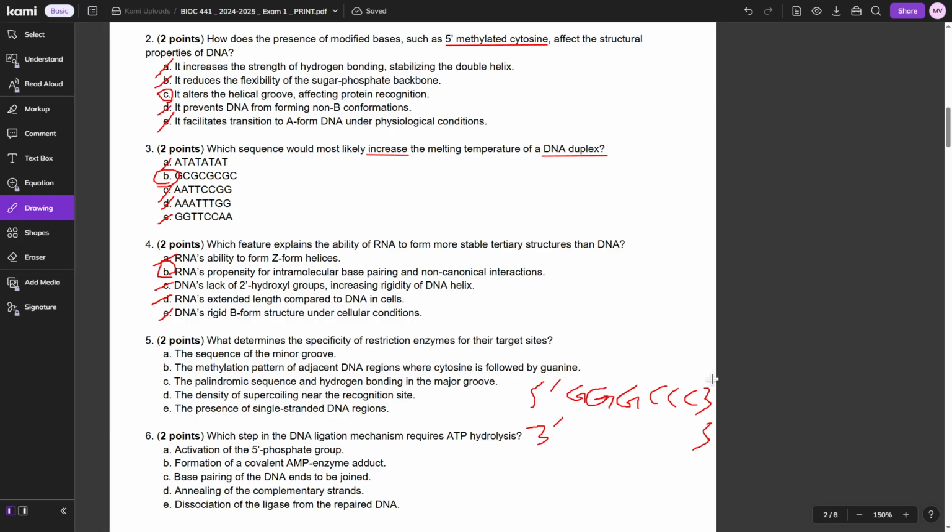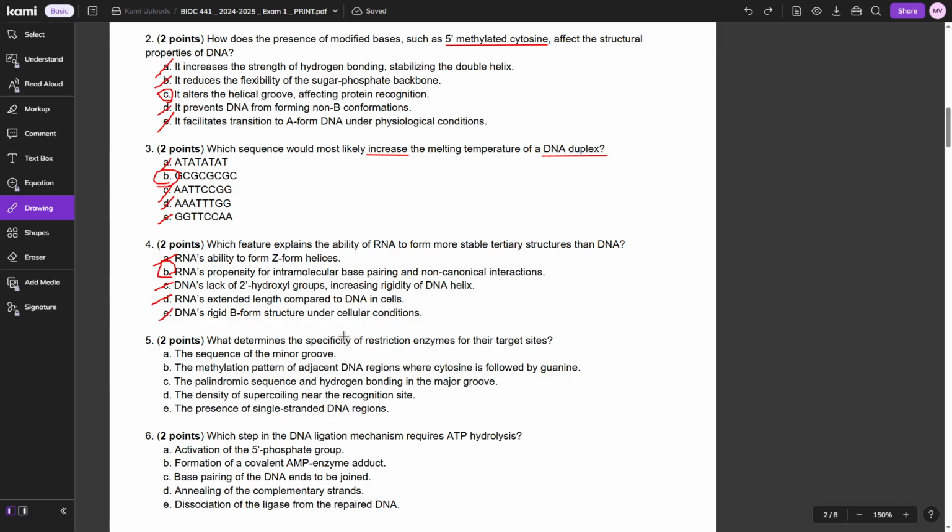You can see that this is G, G, G, C, C, C. So this would be a palindromic sequence, right? You can read it the same way forward as you can backwards on the reverse strand. And so they would cut somewhere here, some sort of cut like this. Something like that. Okay, so I'm looking for anything that talks about palindromic sequences.